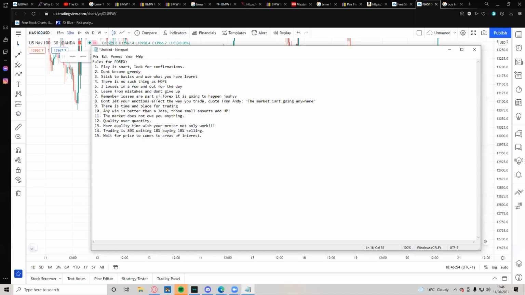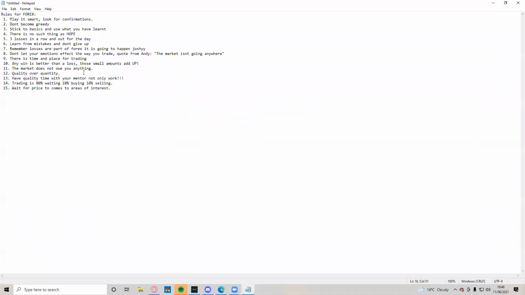some rules. They're not all my rules. You guys can conform them as you want to, but it's literally just about what works for you, because what works for me might not necessarily work for you. Okay, so rules for the market: play it smart, look for confirmations, don't try advanced things, don't try silly things, don't try to overcomplicate something, right?